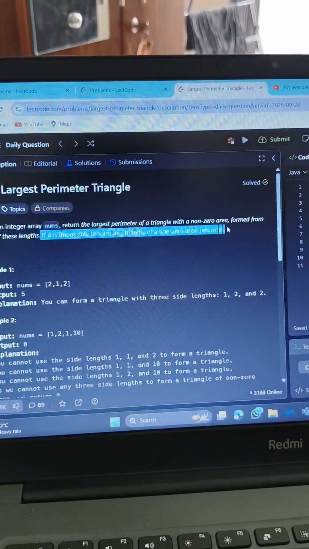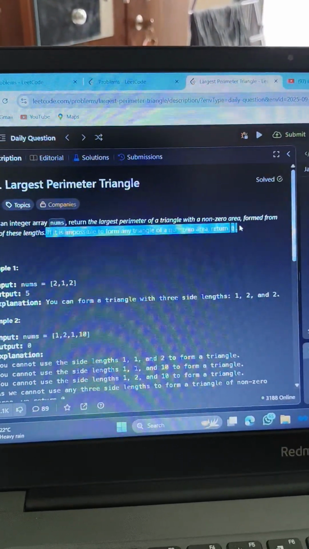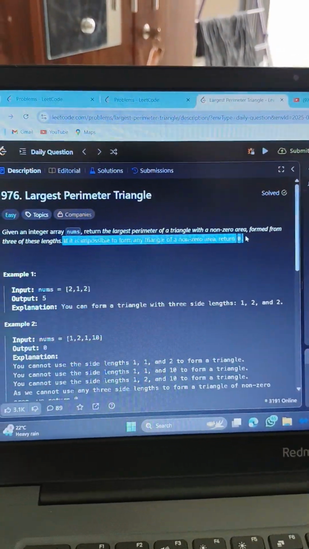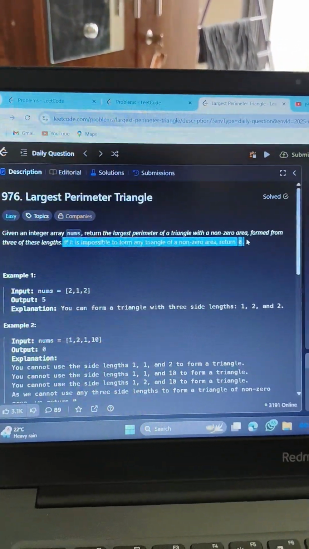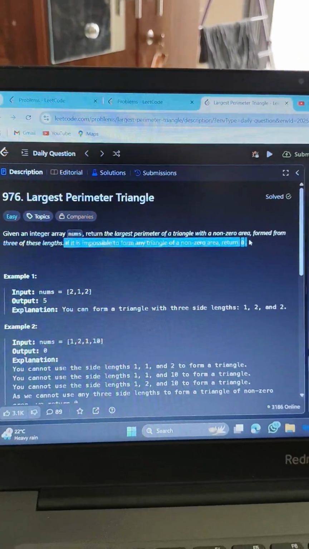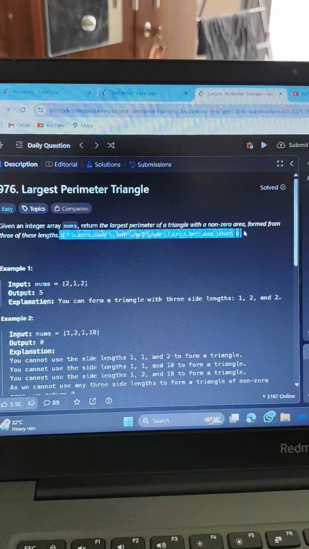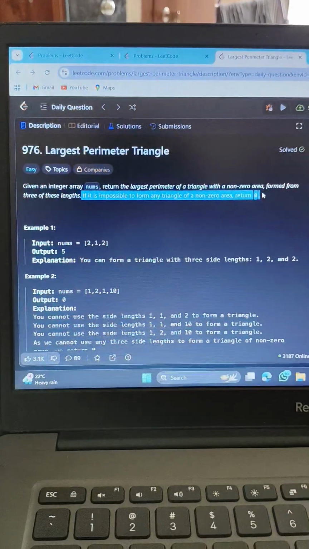If it is impossible to form any triangle of non-zero area, meaning that from the given nums no triangle can be formed and all the triangles are invalid, then you have to return 0. I think you understood the question now.